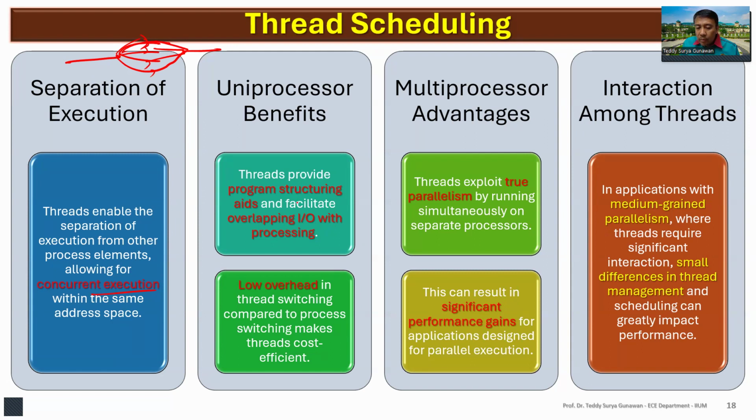Threads provide program structuring aids, overlapping of I/O with processing, and low overhead in thread switching compared to process switching. If you are creating more processes, you have more overhead.